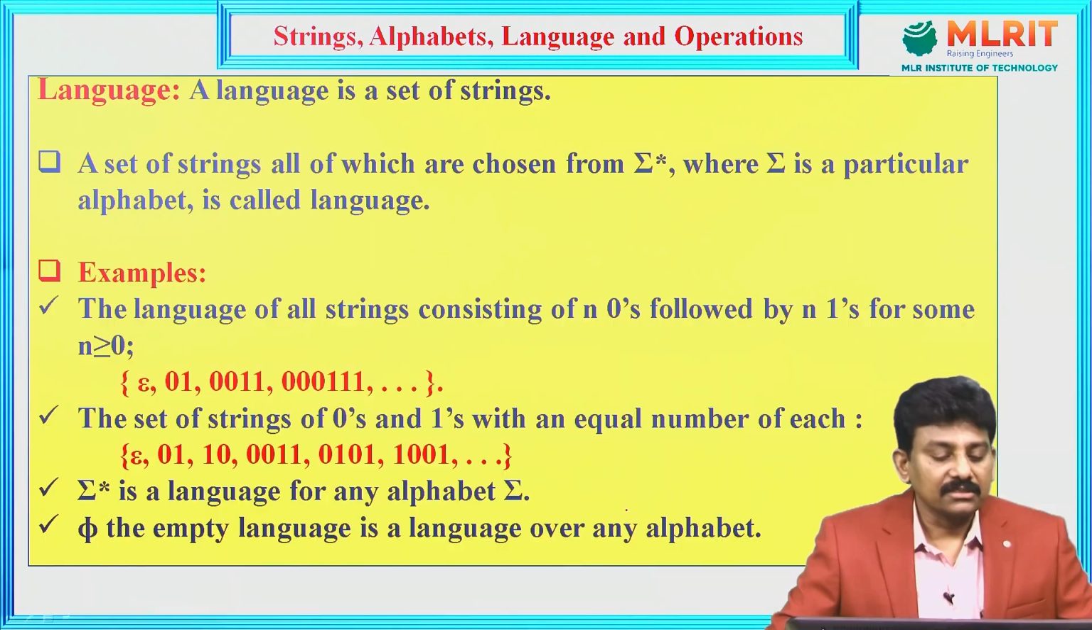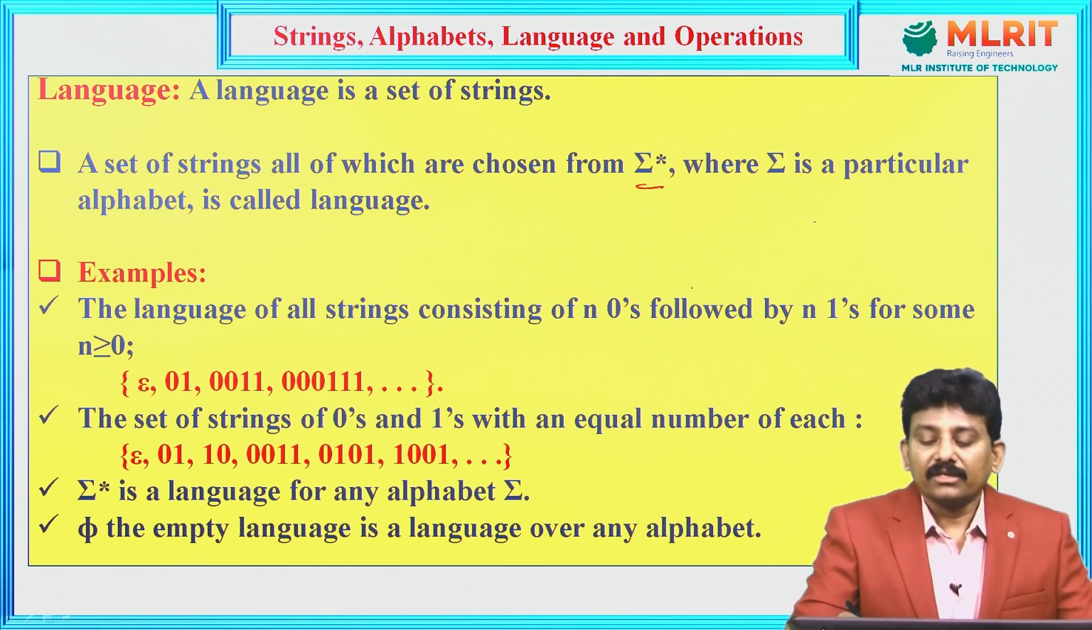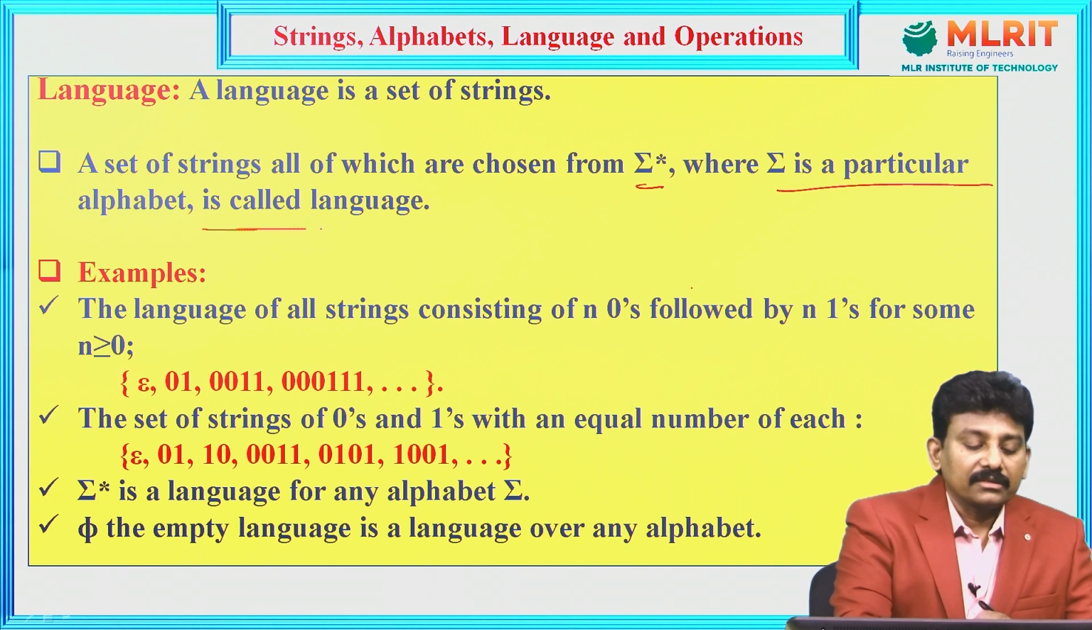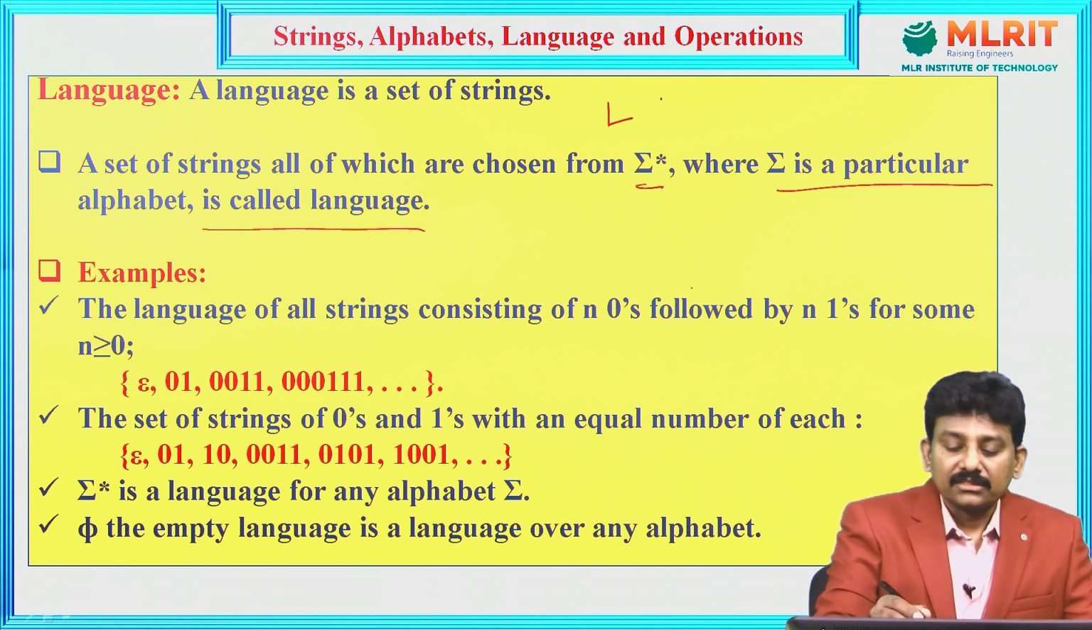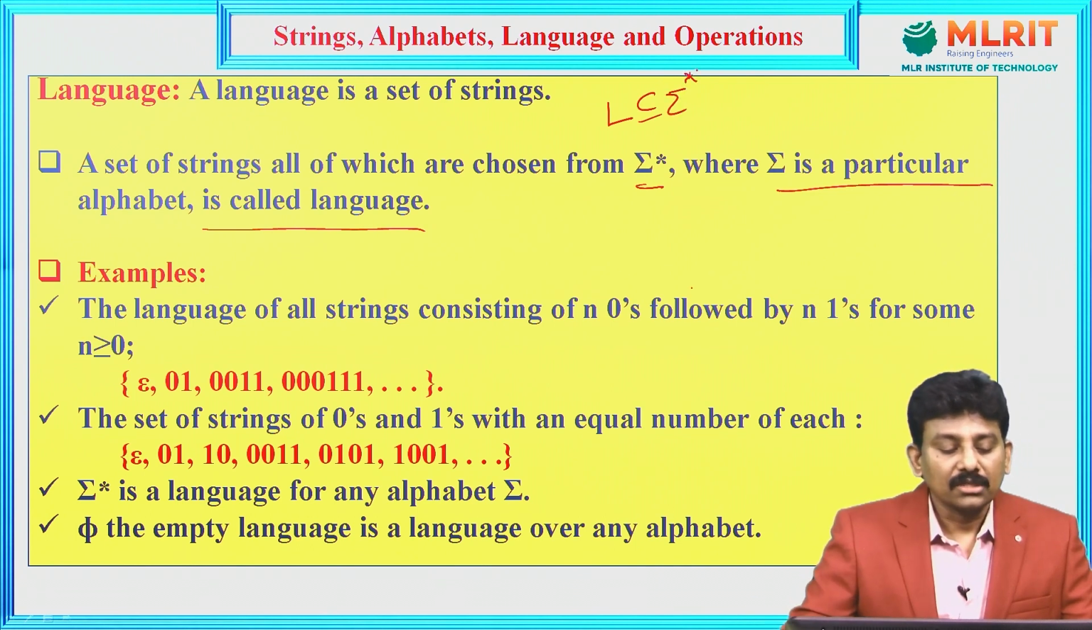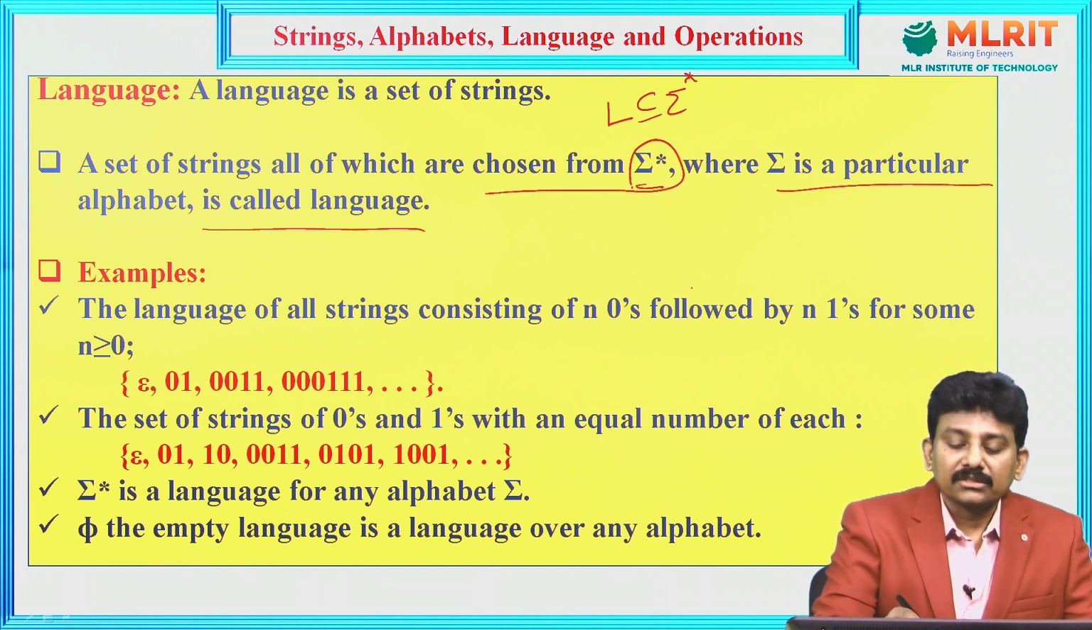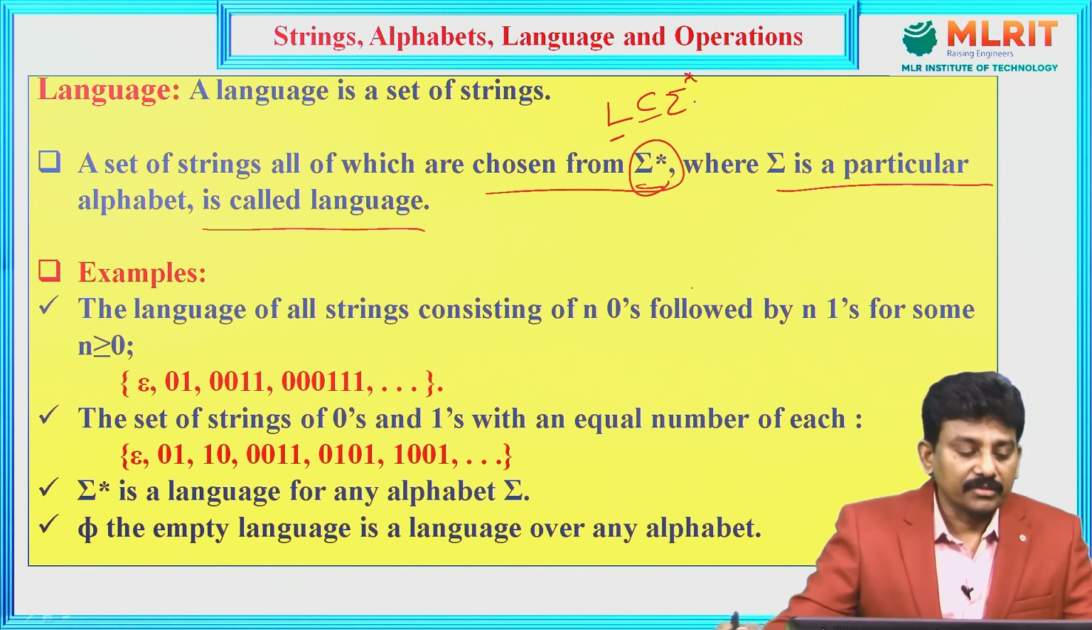Language. A language is a set of strings, all of which are chosen from sigma star, where sigma is a particular alphabet. So, a language is a set of strings which is a subset of sigma star.